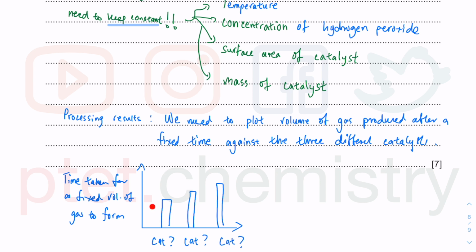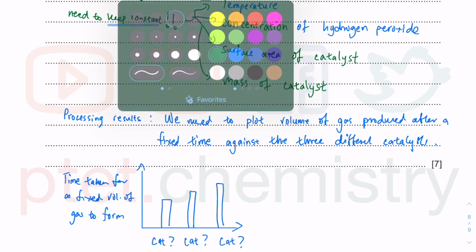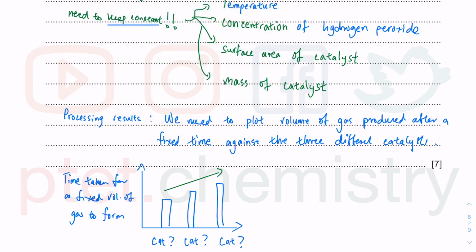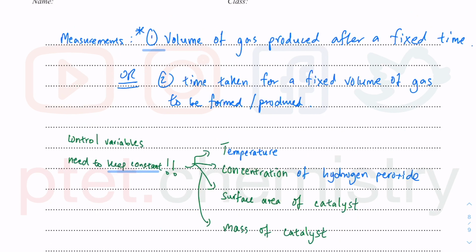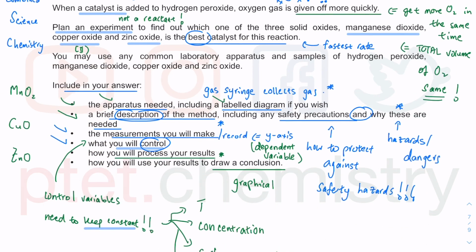As you could see, the time taken increases. So if the time taken for a fixed volume of gas to form increases, what do you say about the rate of reaction? It takes longer for a fixed volume of gas to be produced, so the reaction is going to be slower. If the reaction is slower, it means it's a worse catalyst. So which one is going to be the best catalyst? That's basically what they asked you in the original investigation.